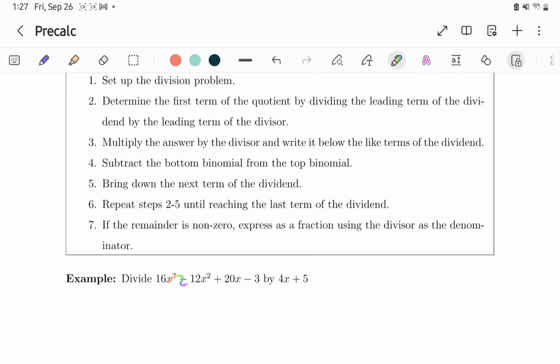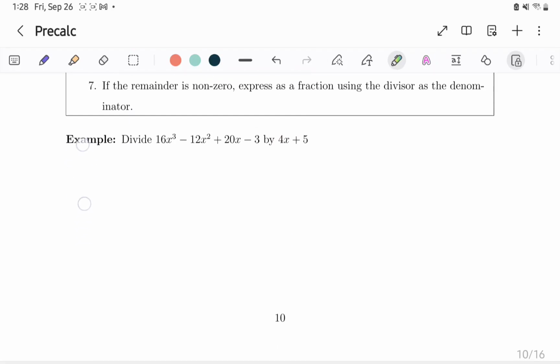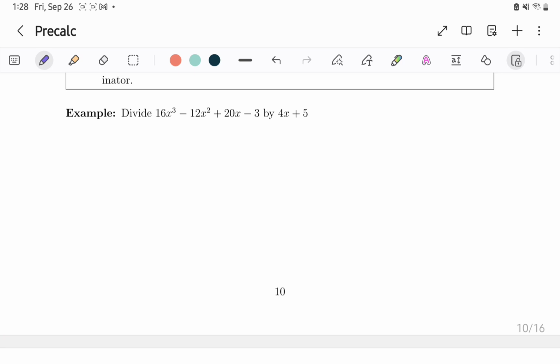So we are going to divide 16x cubed minus 12x squared plus 20x minus 3. So that's our dividend polynomial, by 4x plus 5. So that's the binomial that we're trying to divide this polynomial by. So let's start by just setting up the long division like we normally would. So we will put 4x plus 5 over here where the divisor goes.